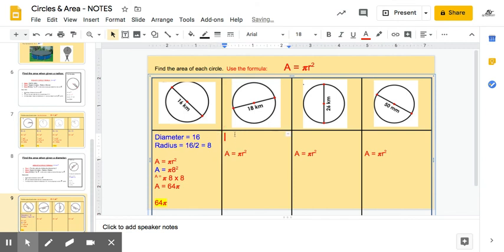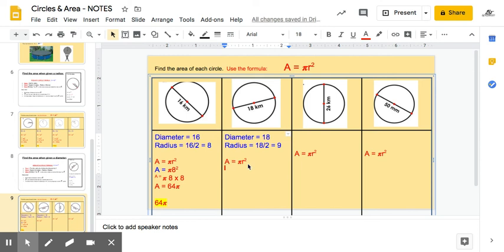All right, second one. Again, I gave you a diameter. The diameter is equal to 18. We need to figure out what the radius is. Well, the radius is half the length of the diameter, so I have to take 18 and divide it by 2. 18 divided by 2 is 9, which tells me that the radius of this circle is equal to 9.